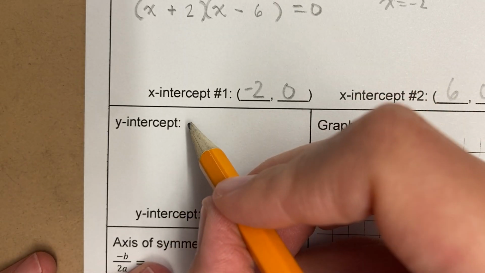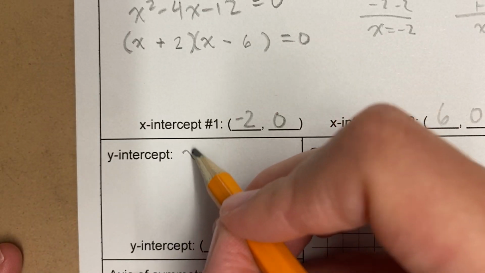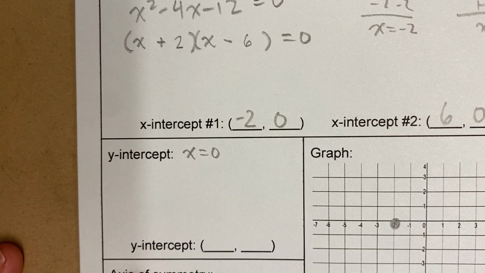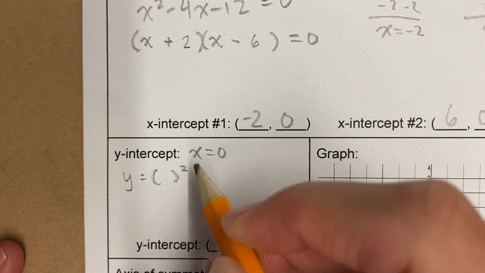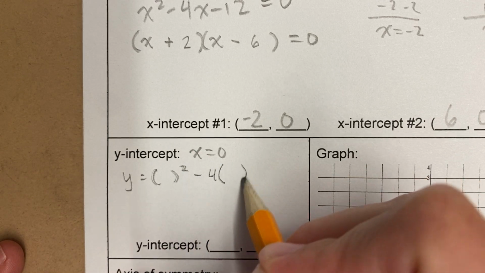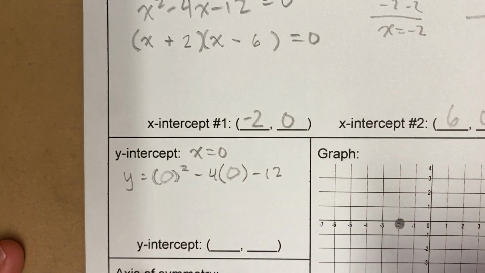For my y-intercept, I know that's going to be a point on the y-axis. The only way a point lands on the y-axis is if x equals 0. So I'm going to take my equation, y equals x squared minus 4x minus 12, and instead of the x, I'm going to plug in 0.